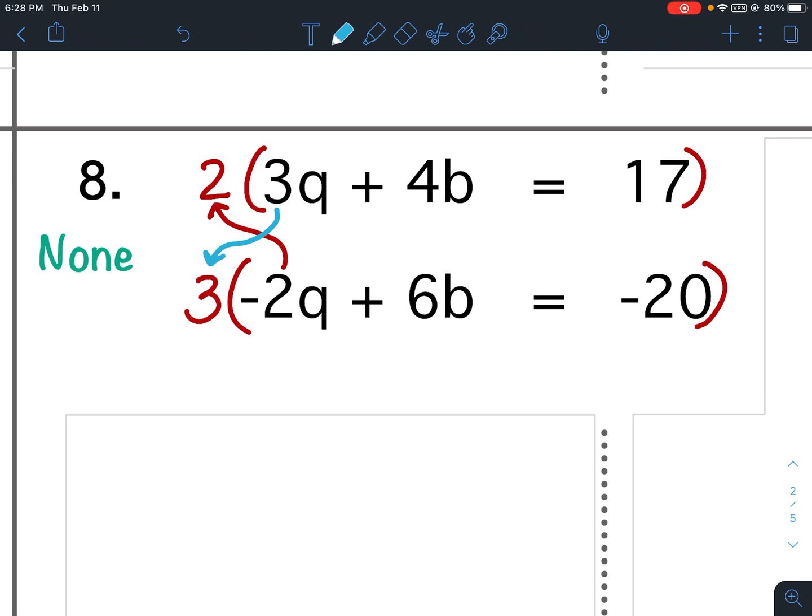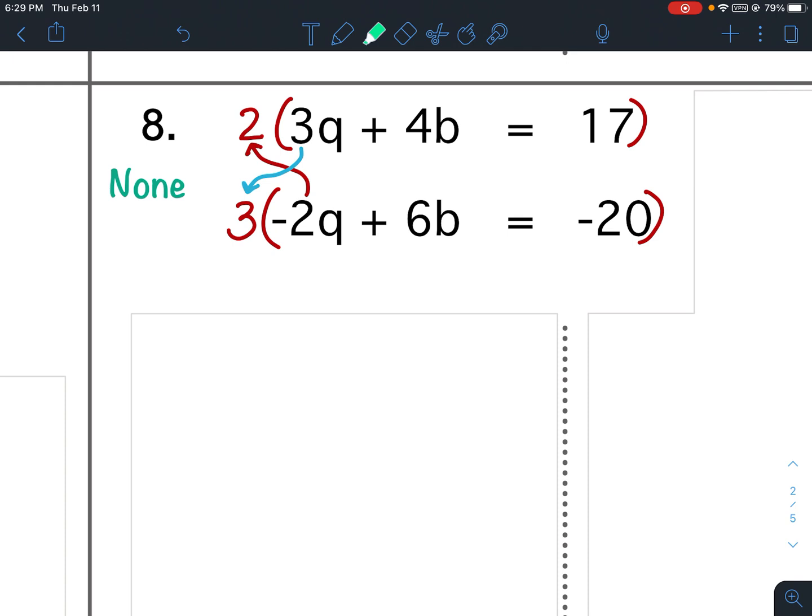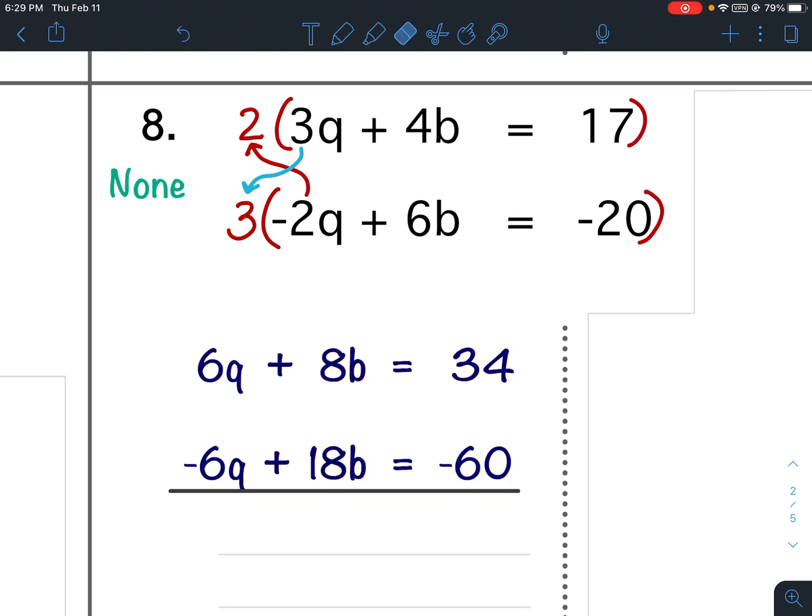All right, now I have to determine, should the signs be the same on the outside or should they be different? Well, go by the signs on the inside. These two numbers, are those signs the same or different? Those signs are different, therefore they're already opposite signs. So I want to keep the signs the same on the outside. If the signs are different on the inside, keep the signs the same on the outside. So I do not need to make 2 or 3 negative. So I multiply both equations. When I do that, I get 6q plus 8b equals 34. And on the bottom, I would get negative 6q plus 18b equals negative 60.